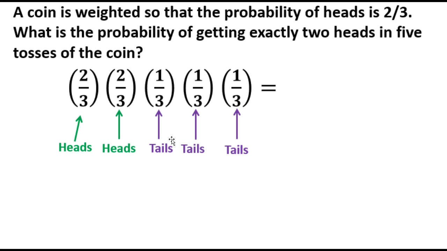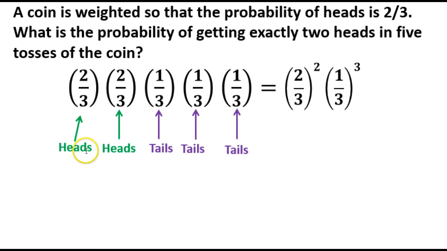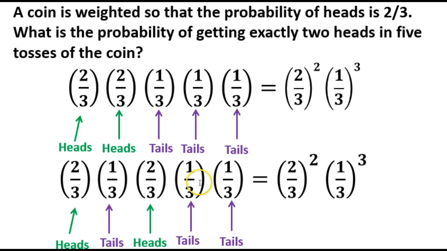Now, if we were to simplify this a little bit further, it looks like we have 2/3 twice, and this is all multiplication. So 2/3 squared, and then we've got 1/3 cubed. But that's not the only way that we can do this. We can have a heads, then a tails, then a heads, then 2 tails. That's going to be 2/3, 1/3, 2/3, 1/3, 1/3, but it's still going to simplify the same thing. But there's more than one combination we can use, which will bring us to our formula.